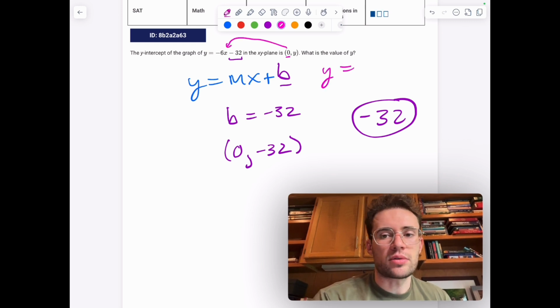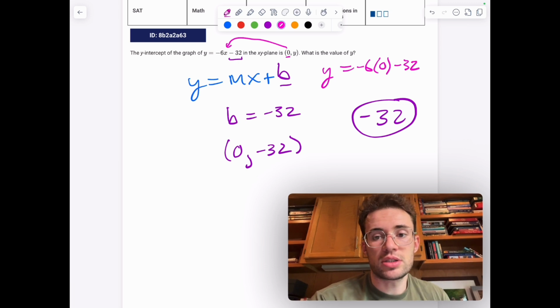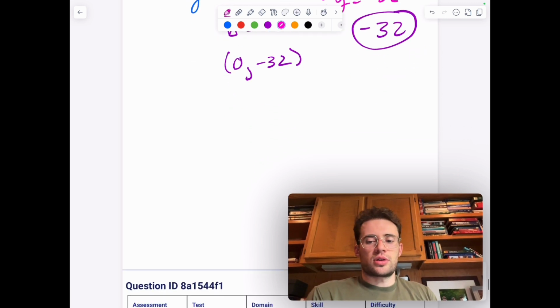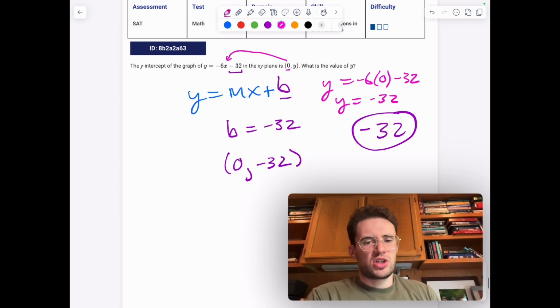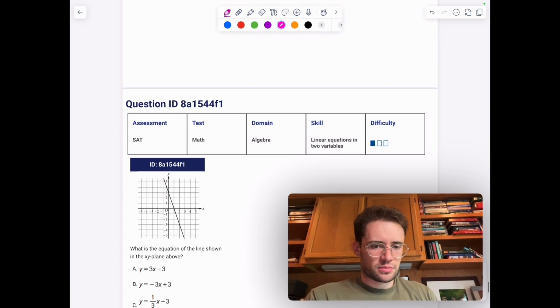And then I get y equals negative 6 times 0 minus 32, and you just have to figure out what the y value is. And y equals, well, the 0 will cancel it out, so it's just y equals negative 32. Right, so we get the same answer either way. I really do make sure that you're comfortable with this, but both methods are just as fast.